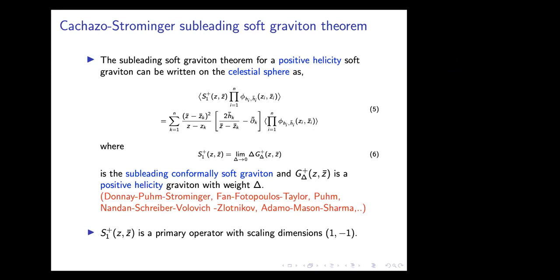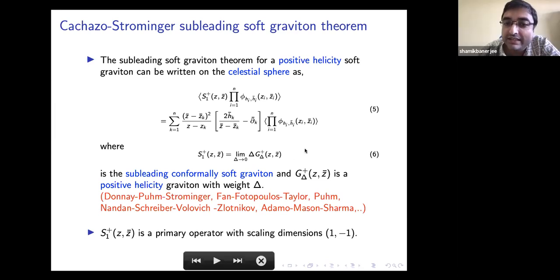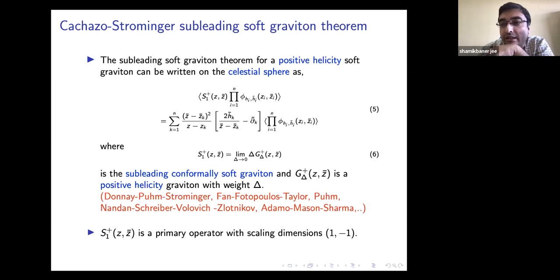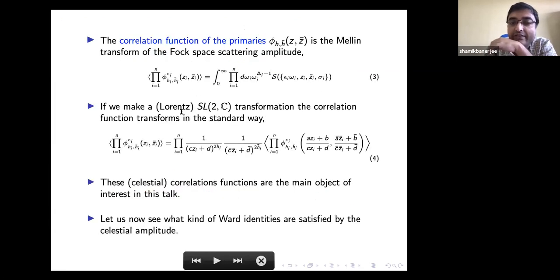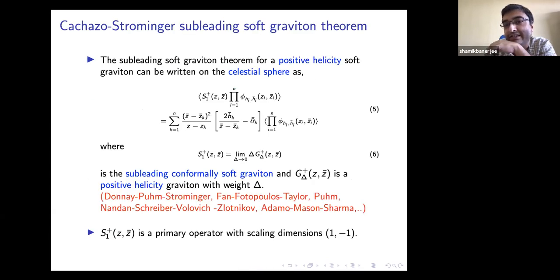Okay, and then cast it in this form. And then you recognize by comparison that you need S1 plus, which is what you're calling the subleading conformally soft graviton. Right. So this equation is obtained. We know what it looks like in the Fock space, and then you do this integral transformation, and that's what you get. So that is essentially what is being done here.